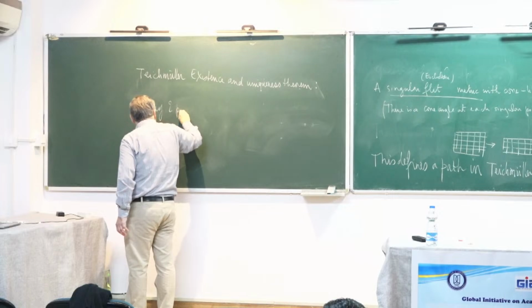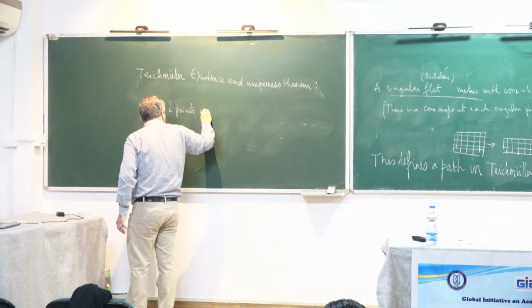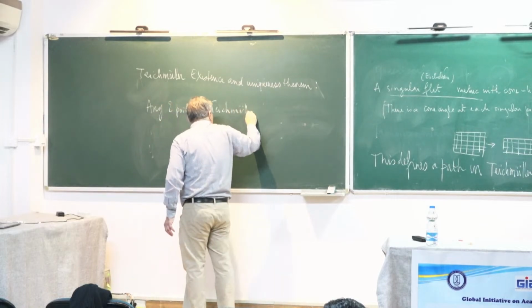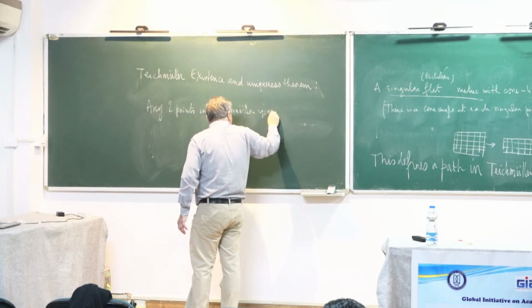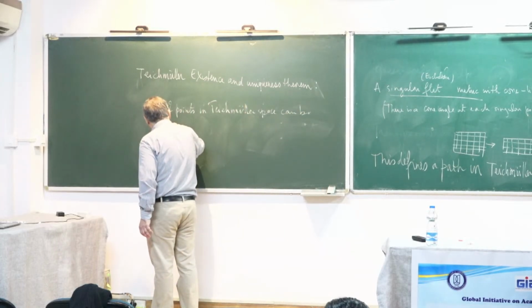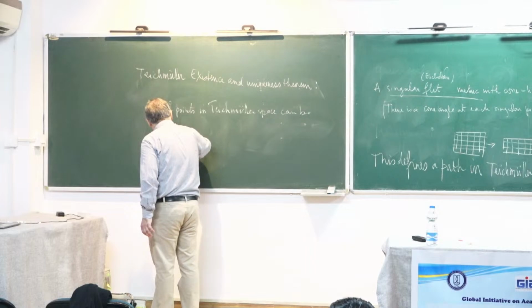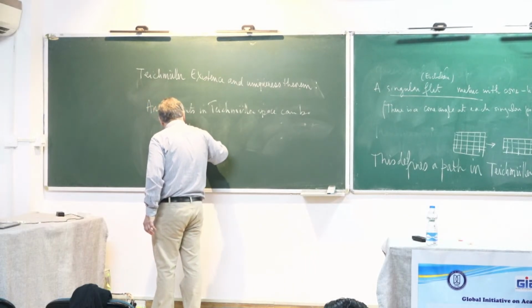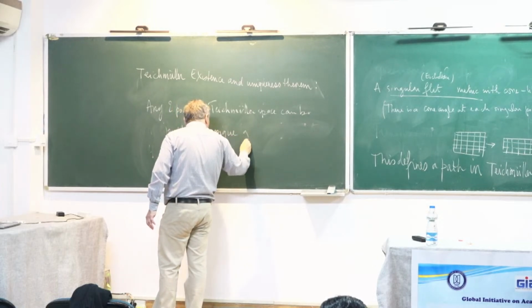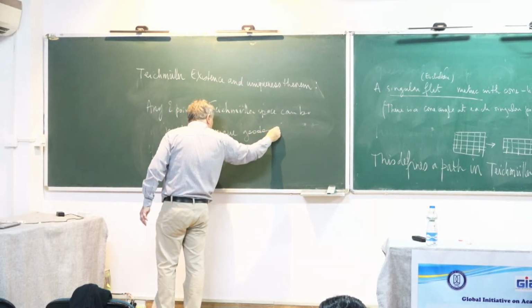Any two points in Teichmüller space can be joined by a unique geodesic.